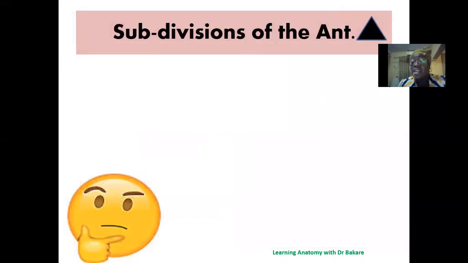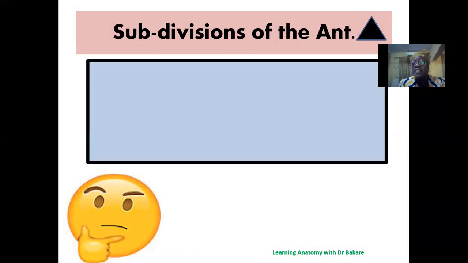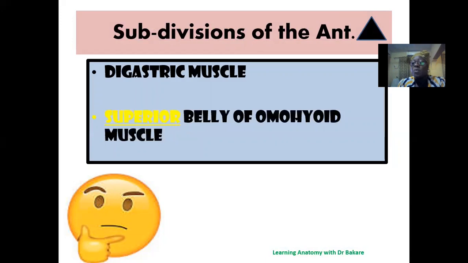This anterior triangle is further subdivided into sub-triangles. But before we go into the subdivisions of the anterior triangle, it is good for us to look at two muscles. The first one is the digastric muscle, and the second one is the omohyoid muscle. But specifically, we'll be looking at the superior belly of the omohyoid muscle. So let's continue with this.